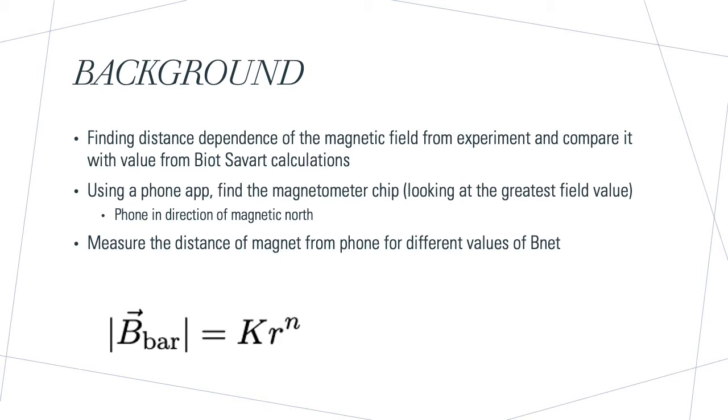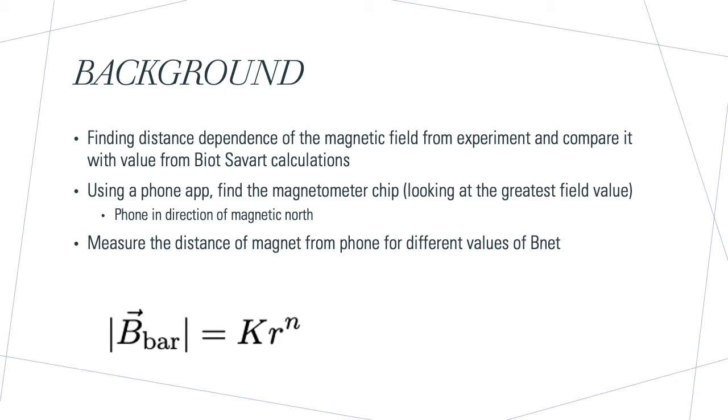And then we also found the magnetometer chip, which is a location in your phone where it's measuring the magnet. So you set up a ruler, and you found where the field was greatest, both parallel and perpendicular to your phone, and that's where your chip was. And when you measure the distance from the bar magnet to your phone, it's really from the bar magnet to the chip.